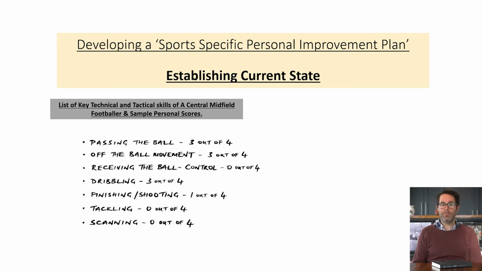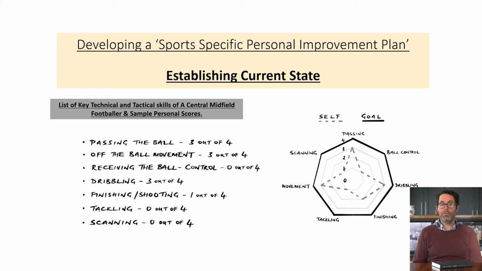But what we've done is we've listed 6 or 7 of the key skills in that area: passing the ball, dribbling, tackling, scanning, the key technical and tactical skills of the central midfielder. Now here we're using a 1 to 4 scale. So 1 would be very bad, 2 might be bad, 3 might be good, and 4 might be excellent or very good. Again, you can use any scale you want. A 4 is simple. A 10 can be used. Any scale can be used.